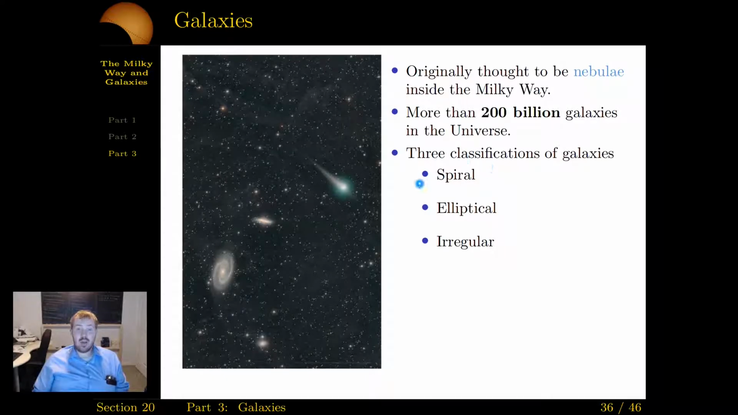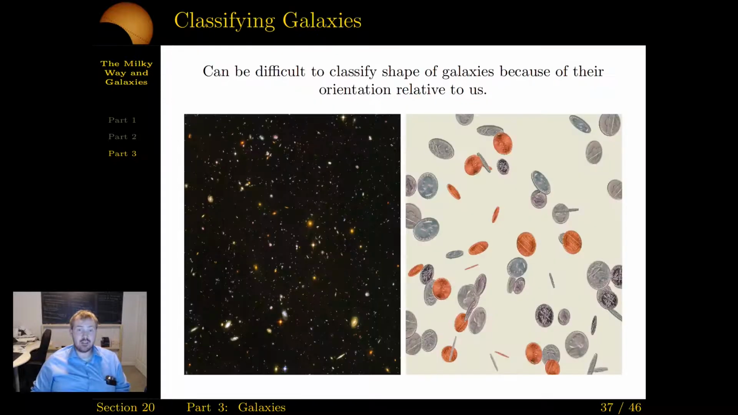So, we're going to classify our galaxies into three main groups. We're going to call them our spirals, our ellipticals, and then our catch-all, the irregulars. And we're going to have a lot of sway in how we classify these because, well, it's kind of difficult sometimes. We're going to have to figure out what the heck we're looking at.